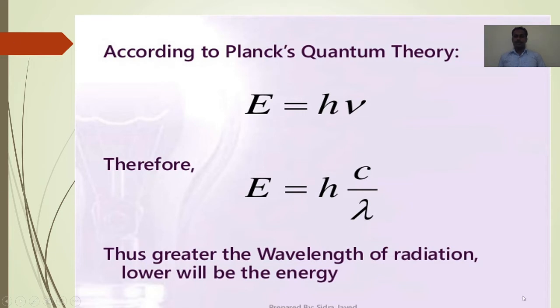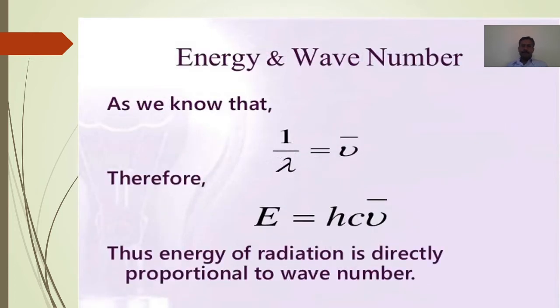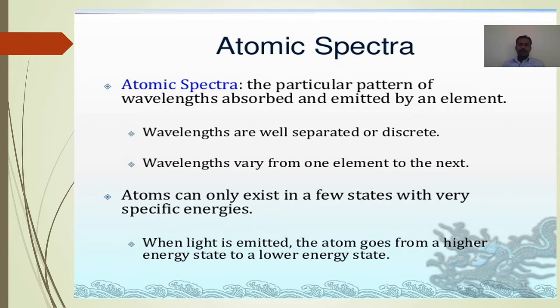Greater the wavelength of radiation, lower will be its wave number. The reciprocal of wavelength is called wave number. Its unit is per centimeter. Energy and wave number are also related to one another. Nu bar is equal to 1 upon lambda. Therefore, when we substitute the value of nu bar in the above energy equation, we get E is equal to hc nu bar. Thus, the energy of radiation is directly proportional to the wave number.